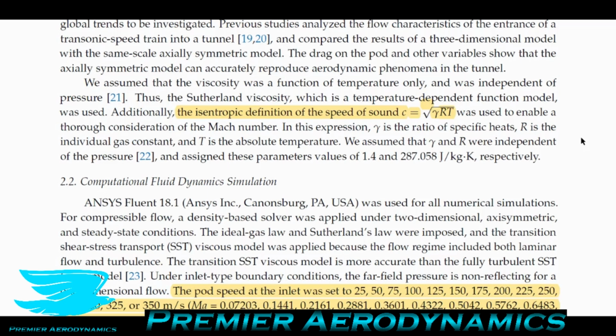R is the gas constant, and this changes depending on the gas. So for air, it's approximately 287 joules per kilogram Kelvin. And T is the temperature in Kelvin. So if you multiply gamma, the ratio of specific heats, which is usually 1.4, and that's based on effectively the chemistry of air, by R, which is 287, and temperature, which is whatever temperature you have, and then you square root that, you'll get the speed of sound.